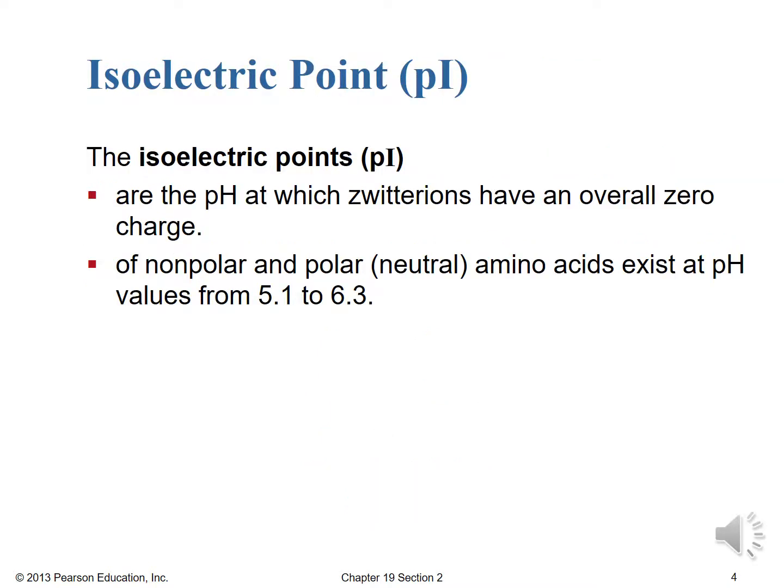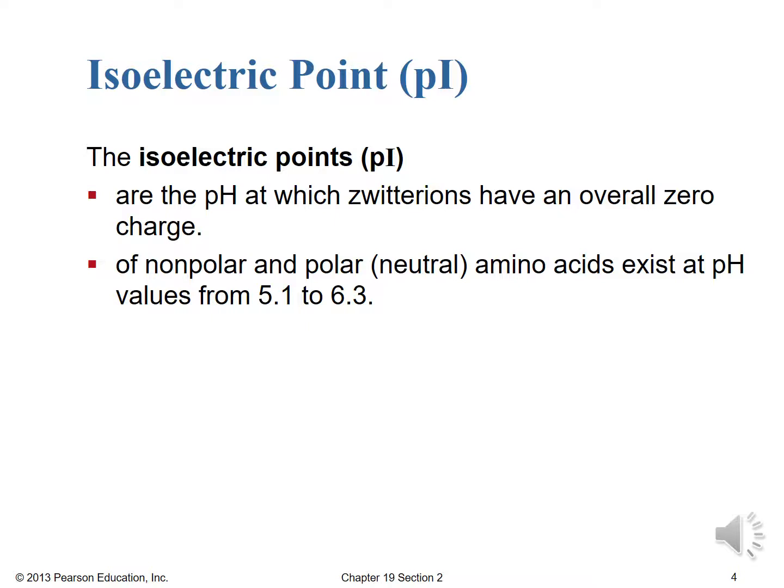So to define that pI term that you saw on the previous slide, it's technically known as the isoelectric point, and the isoelectric point would be the pH at which Zwitterions have an overall zero charge. So for nonpolar and polar neutral amino acids, we have pH values from 5.1 to 6.3 is where they would tend to exist in their isoelectric points. So they'd be their Zwitterions.